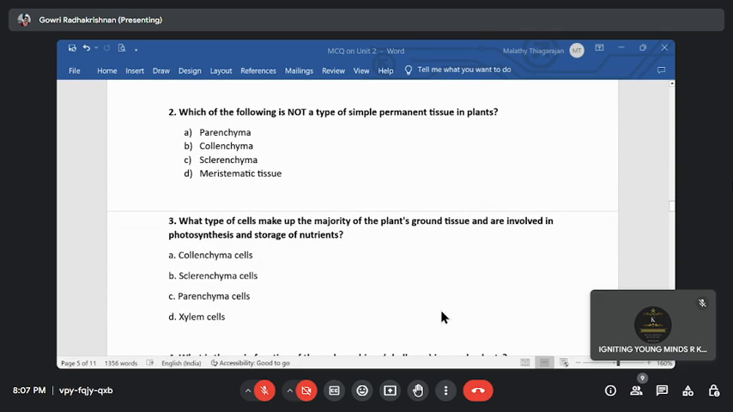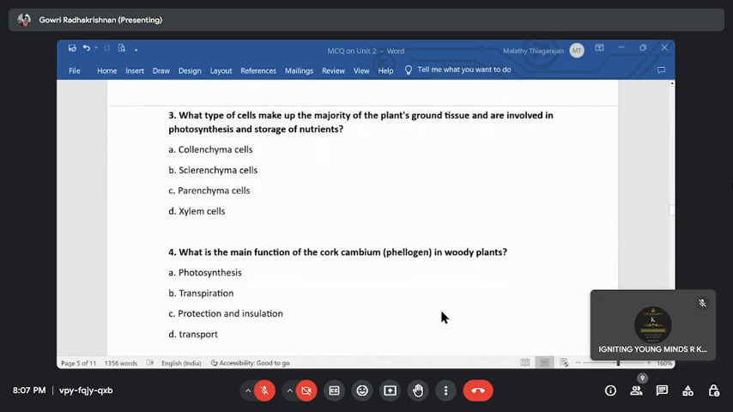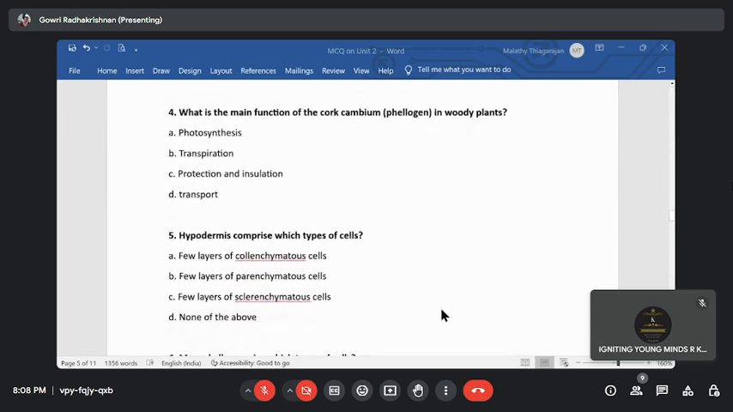Which of the following is not a type of simple permanent tissue in plants? Meristematic tissue, ma'am. Yes. That is option D. What types of cells make up the majority of plants' growth tissue and are involved in photosynthesis and storage of nutrients? Parenchyma. Parenchyma cells, correct. What is the main function of the cork cambium, that is phellogen, in woody plants? Protection and insulation. Option C.